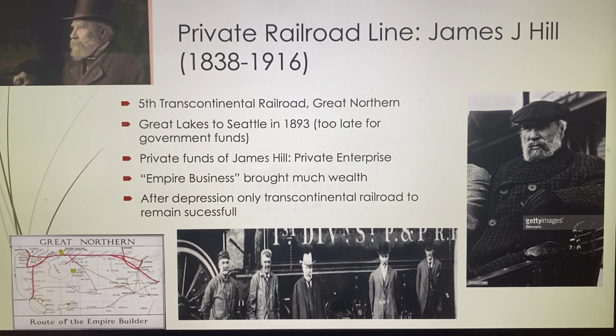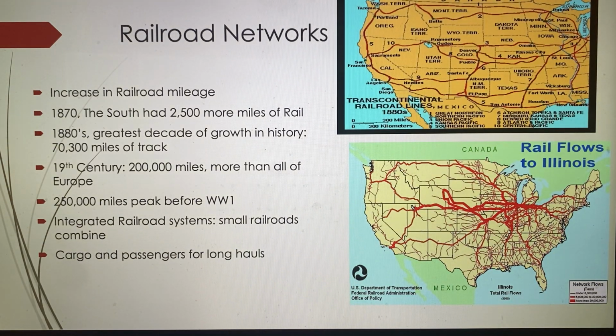James J. Hill, railroad tycoon. The railroad networks. Here we have some pictures of the railroad networks. There was an increase in railroad mileage all throughout because small train lines would empty into the larger train lines. In 1870, the South had 2,500 more miles of railway than they did before the Civil War. So the South built a lot of railroads.